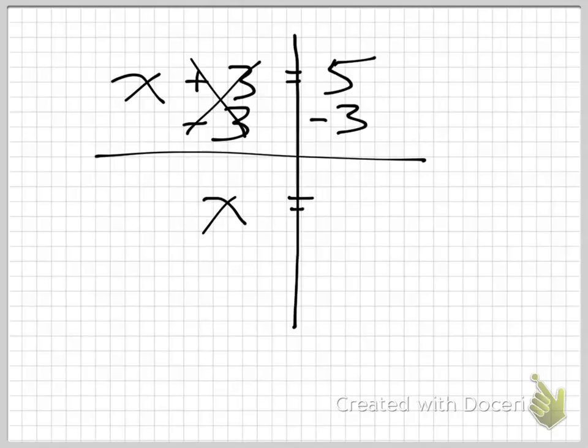That leaves me with x equals. Notice what always stays on the line? The equal sign always stays on the line. What is 5 minus 3? 2. And we're done. That's what we did a month ago.